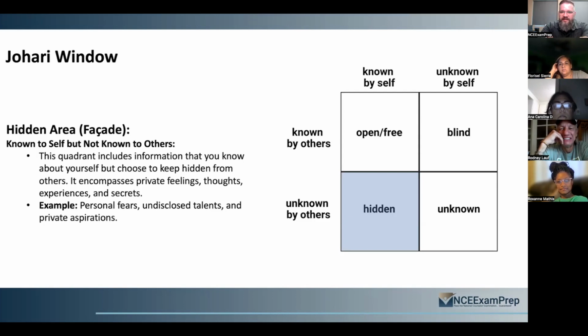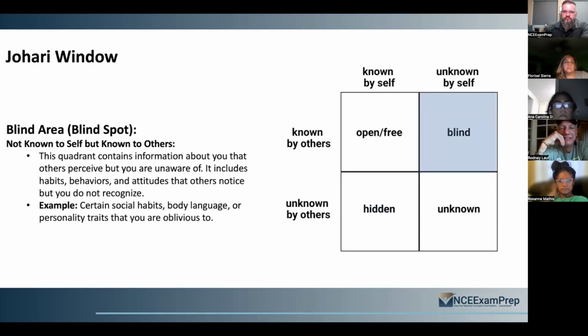Everybody knows it. Private aspirations, right? So things that you've always wanted to do, but maybe you've never shared with anybody. That would also go into that category, okay? And then we have your blind area, or your blind spots, okay? This is what other people realize about you, but you may not know yourself. Others are able to perceive it. Maybe they see something that you don't see.